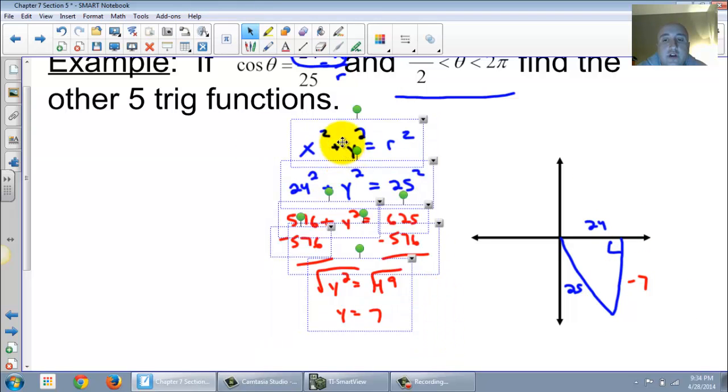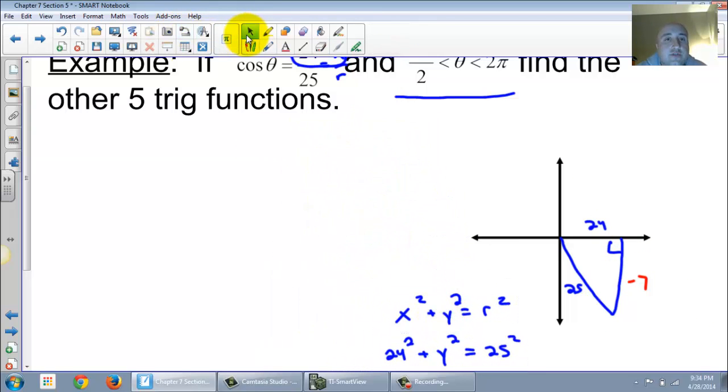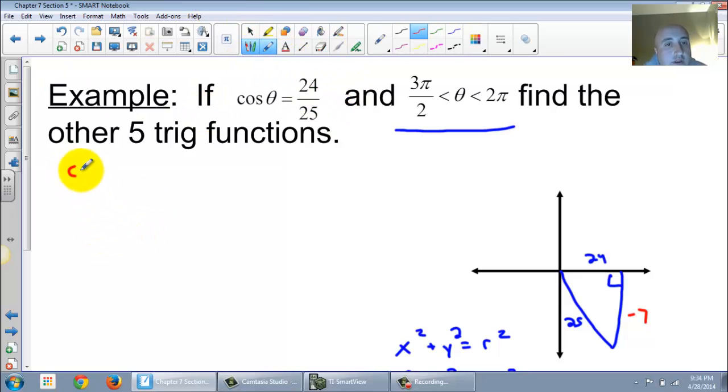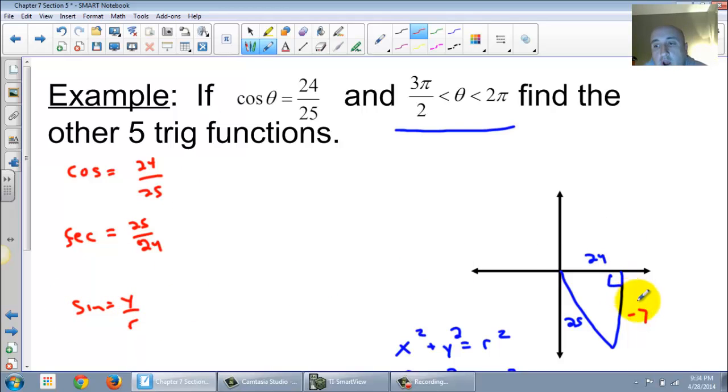Okay, so let me move all this over now, out of the way, and let's do what we know. All right, so what do we know so far? We already know that cosine is 24 over 25. That would make our secant equal to 25 over 24, because those go together. Now let's figure out sine. Remember, sine is y over r. Y is -7, r is 25. So -7 over 25.